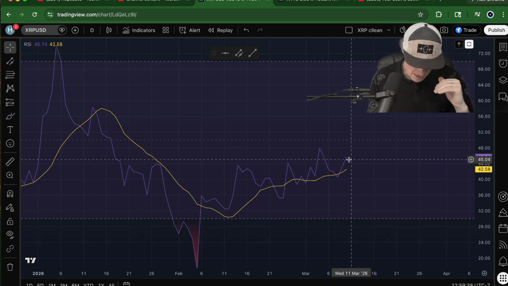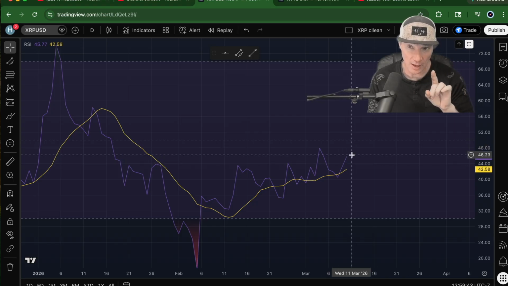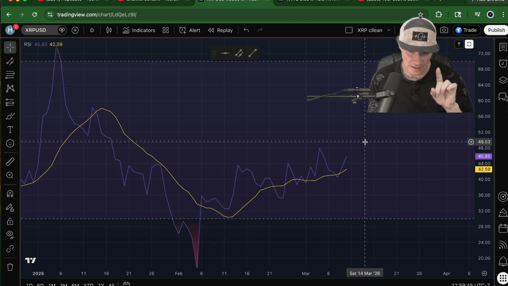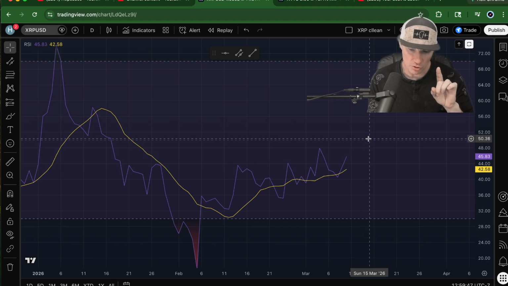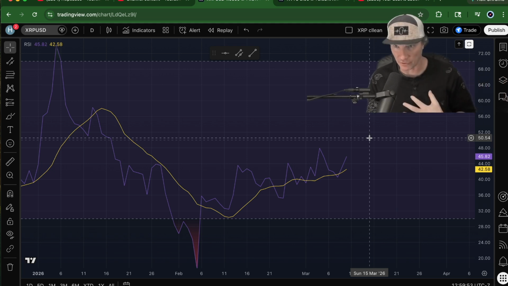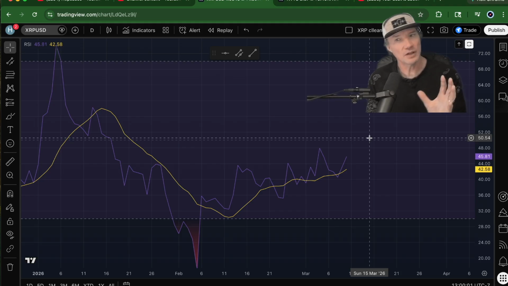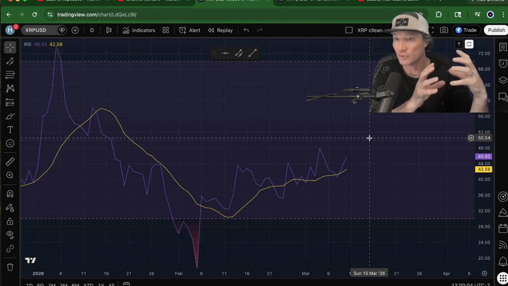We're coming back up to this 50. So for me, if this upward line comes up here to 50 and then it starts to move above 50, I am going to take a look at buying. That's me personally. This is not financial advice. That's what the RSI, Relative Strength Index, can do for you. It can help you determine if it's a good time to buy or sell in terms of momentum.